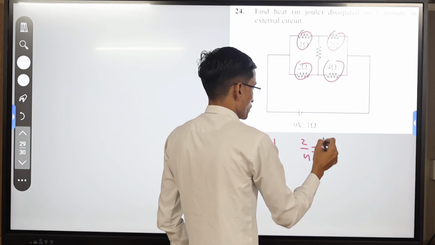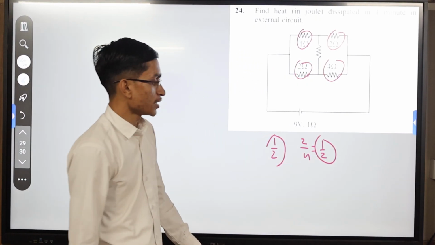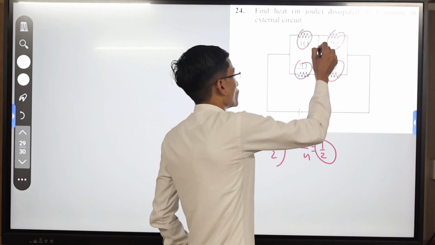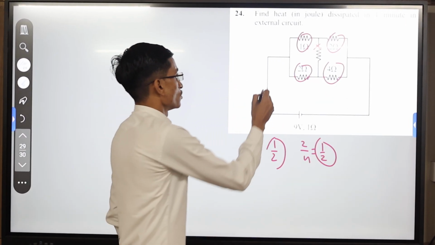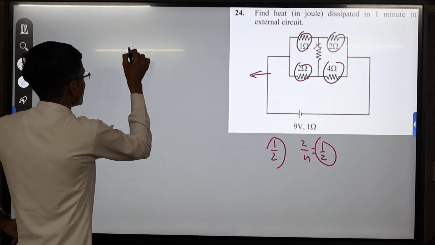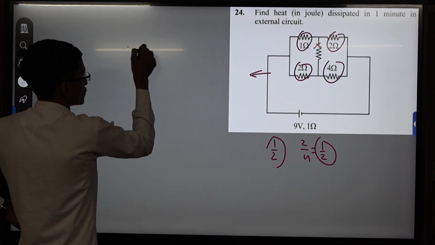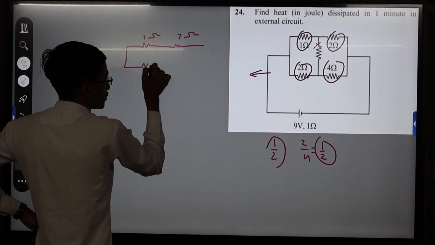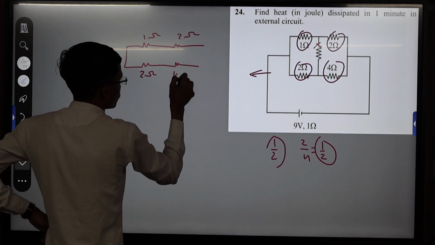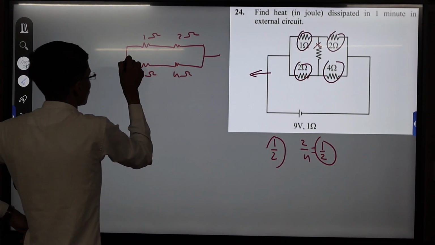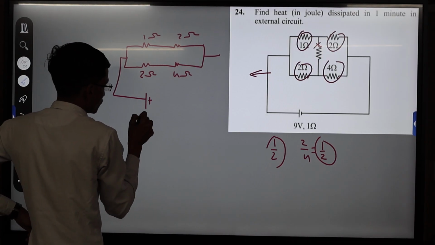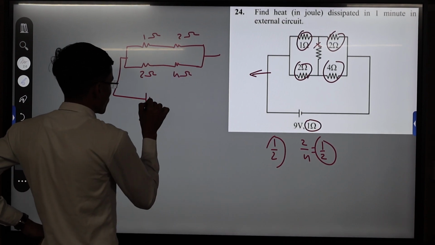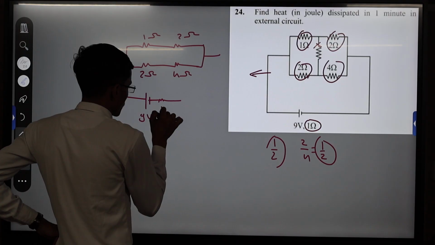This ratio is 1 by 2, so the left side and right side ratios are the same. So this is a balanced Wheatstone bridge. In the case of a balanced bridge, no current passes through the middle resistance. So the circuit can be drawn like this: 1 ohm and 2 ohm are in series, and 2 ohm and 4 ohm are also in series. Now this is a battery of 9 volt with internal resistance 1 ohm. So we can write it like this.